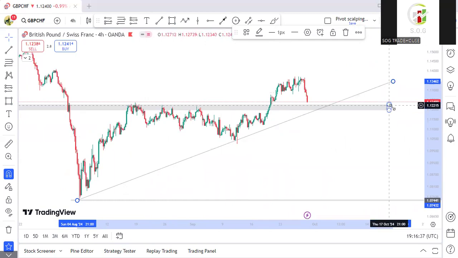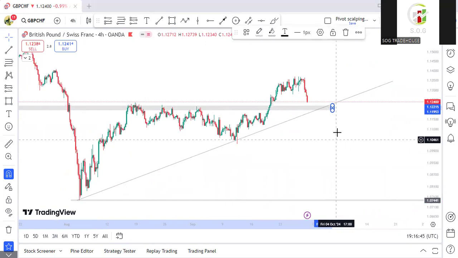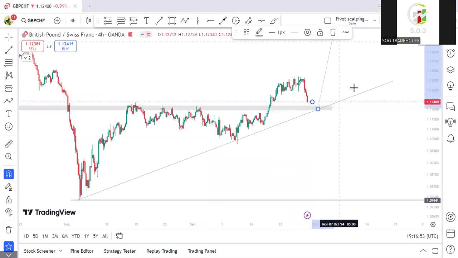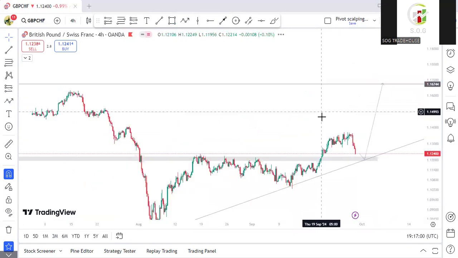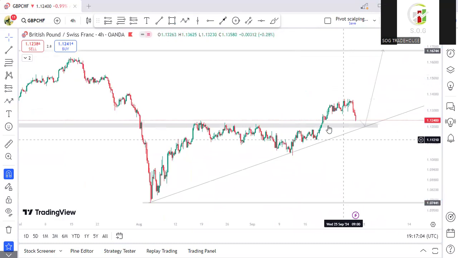So what are we anticipating on GBPCHF? We're just waiting for the market to come back to our trend line. And if the market respects our trend line and also this level of support over here, we'll take buys to the upside. And our target will be this level, this high over here. So it's a very straightforward analysis with confluence.